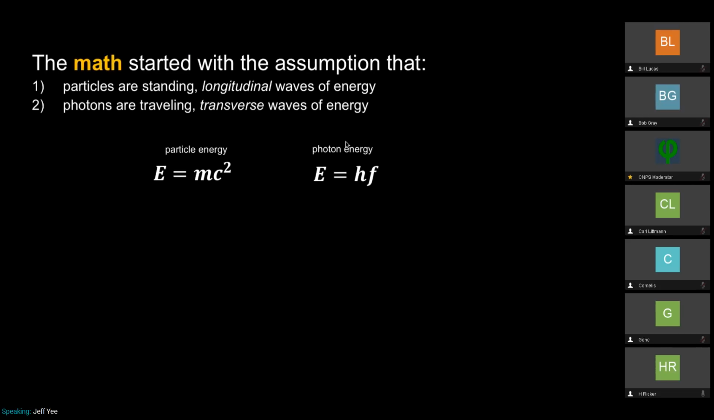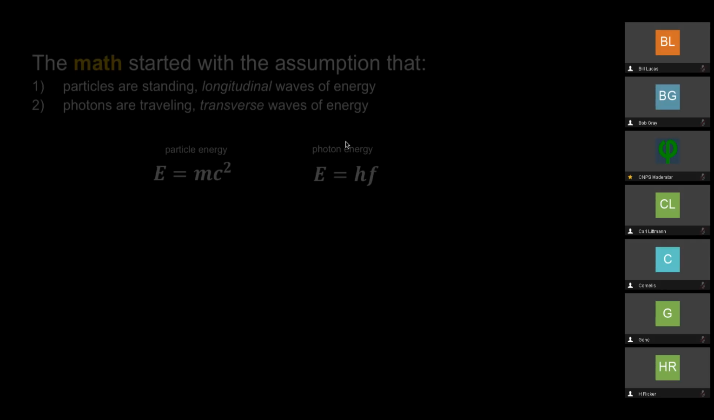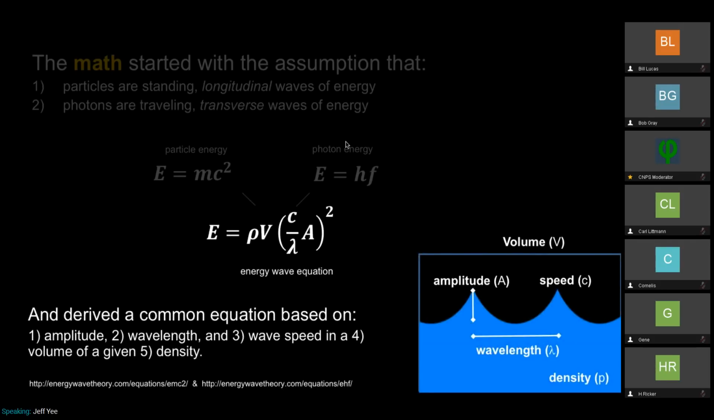So my work started with math. And the first assumption was particles are standing waves of longitudinal waves of energy. And that came from Wolf and Lafreniere. I expanded that to say, all right, photons then would be traveling transverse waves of energy. Those are the two equations that are used today to represent energy. So I took that and put it into a wave equation. I was able to derive each of these, and you can see the URLs at the very bottom. But I'm not going to talk about the derivations. I'm going to talk about what the work produced.